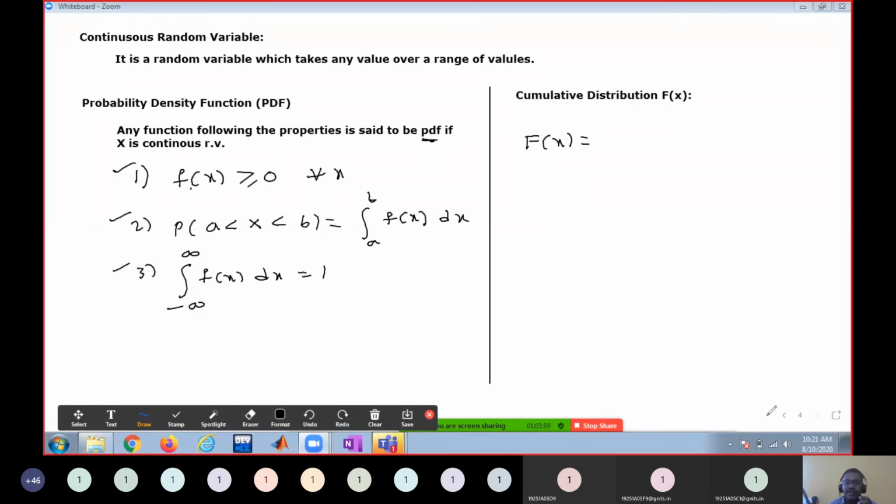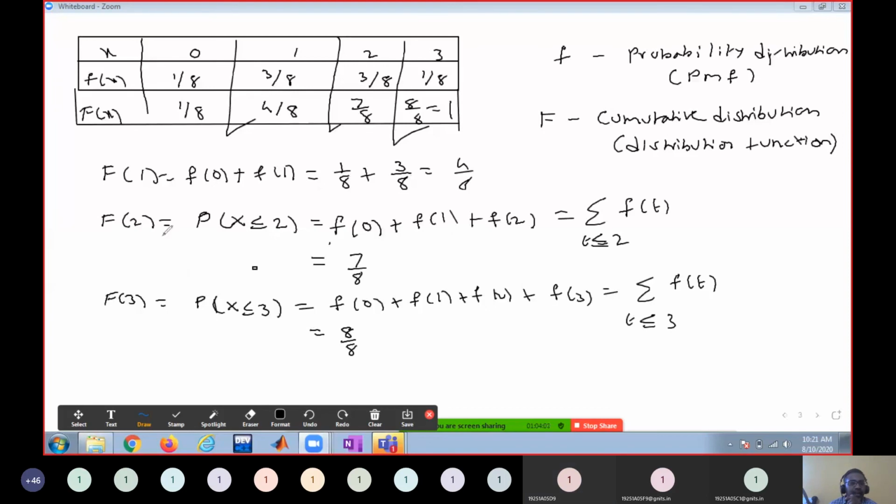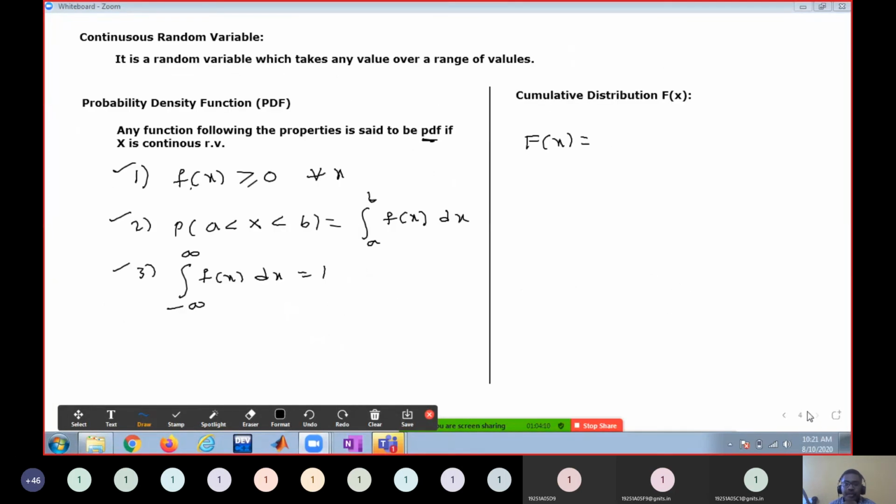Now in the previous case you see F of 3 is the sum of the probabilities up to 3. F of 2 is the sum of the probabilities up to 2. Now instead of sum, what I am asking you to do is integration. So instead of the sum of the probabilities, the integration of the values up to x, from the last value to x. What is the last value here? I am telling minus infinity. So the integral from minus infinity to x of f of t dt.